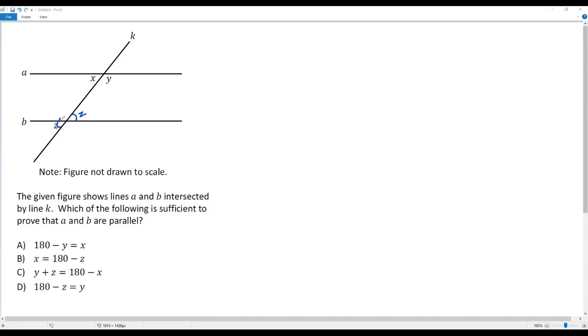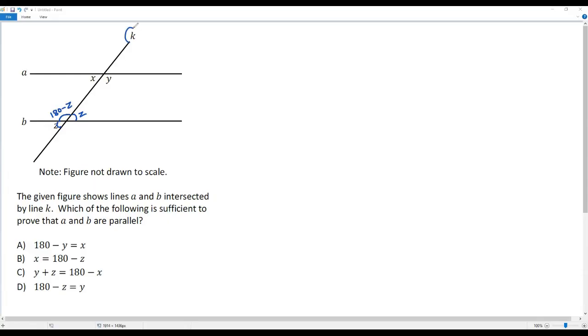And also consider the angle over here. So this one and this one, both of them are a linear pair because they together form a straight angle. So these two angles add up to 180 degrees. We know that the measure of this part is Z. Now to get the measure of this part, we have to subtract this angle Z from 180. Then we get 180 minus Z as the measure for this part.